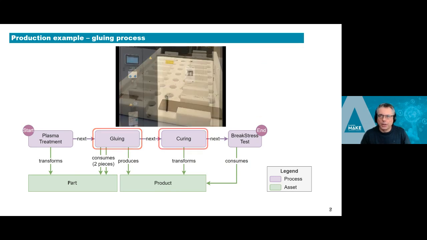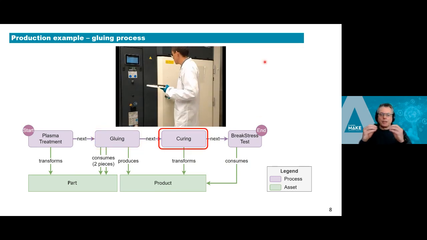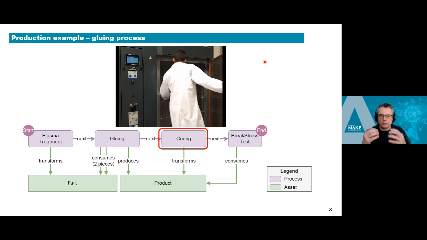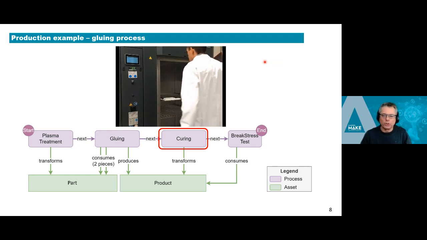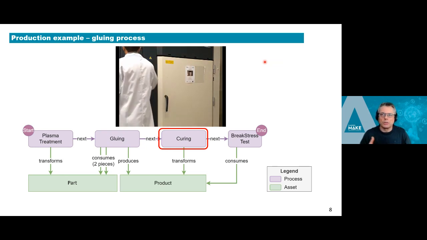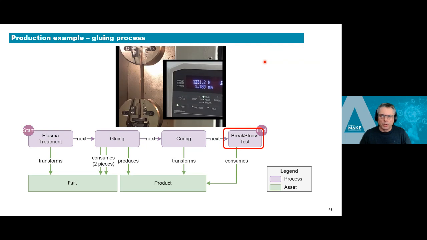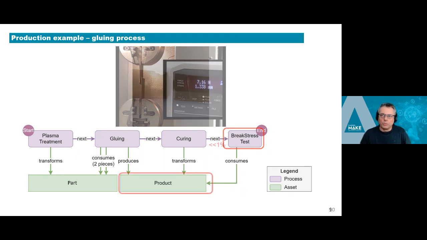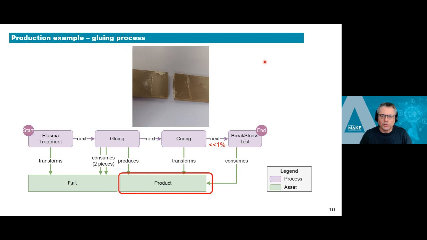In the next step, the combined product, containing two parts, goes into a curing oven, so it's heated to a certain temperature for some time, and that's how the bond becomes stronger. Then finally, we typically do a break stress test to see how strong it is, and after some time, with enough force applied, it breaks and we end up with a product like this. That's obviously not what you want to have in your production.